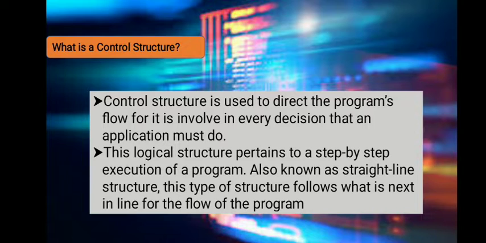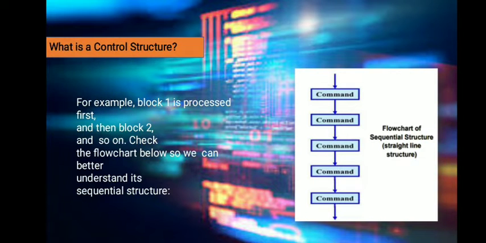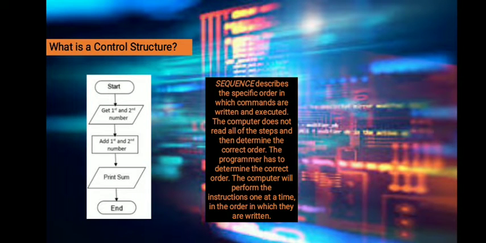This type of structure follows what is next in line for the flow of the program. Here's an example. Block 1 is processed first, and then block 2, and so on. Check the flowchart below so we can better understand its sequential structure. This sequence describes the specific order in which commands are written and executed. The computer does not read all of the steps and determine the correct order. The programmer has to determine the correct order, and the computer will perform the instructions one at a time in the order in which they are written.